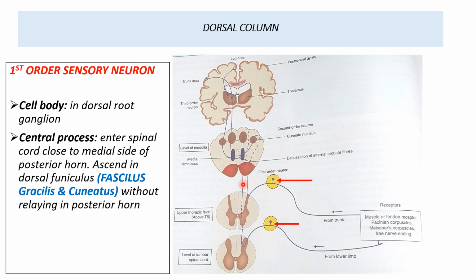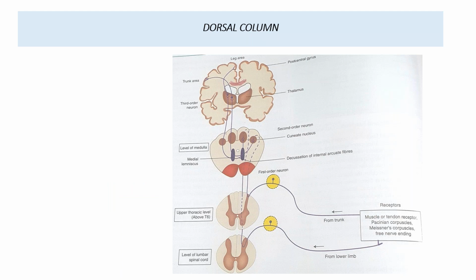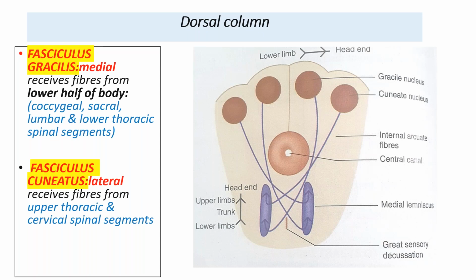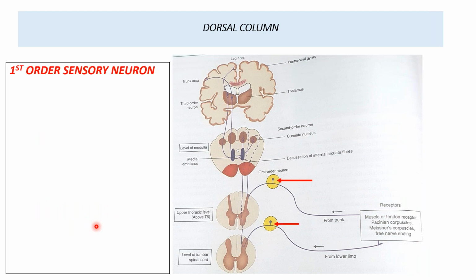So this tract which is going above, these constitute the posterior column. The medial one is the fasciculus gracilis; the lateral one is the fasciculus cuneatus. When we started, the fasciculus gracilis, the medial one, receives fibers from the lower half of the body, which are the coccygeal, sacral, lumbar, and lower thoracic segments. The fasciculus cuneatus, which is more lateral, receives fibers from the upper thoracic and cervical spinal segments. So we are doing somatotopic representation side by side.